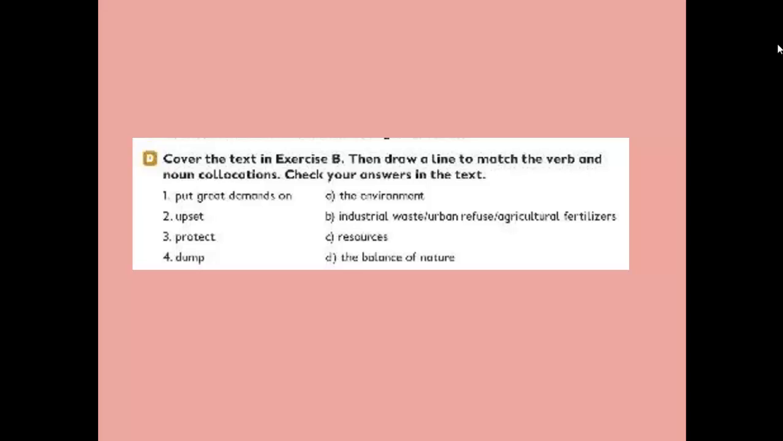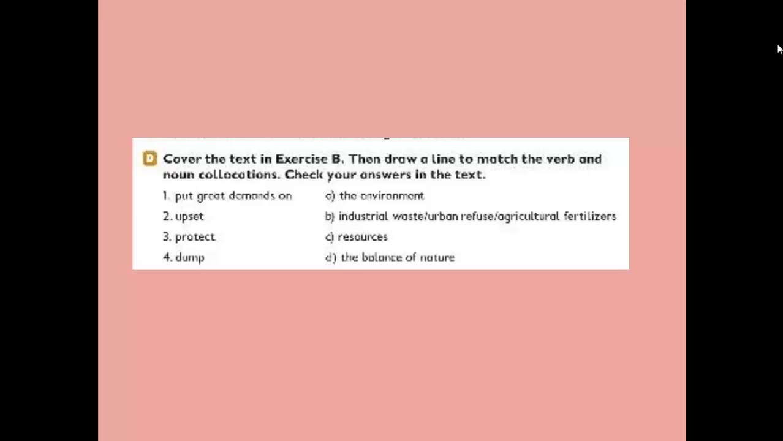Number D. Cover the text in exercise number B, then draw a line to match the verb and noun collocations. Then check your answers in the text. We have here 2 columns. The first one is on the left and the second column is on the right. Let's read the first one. Put great demands on, upset, protect, dump.